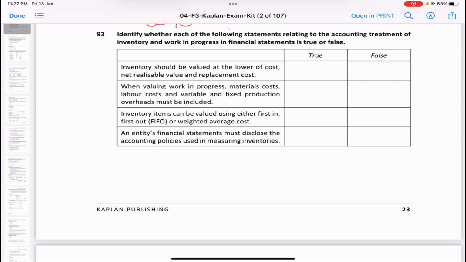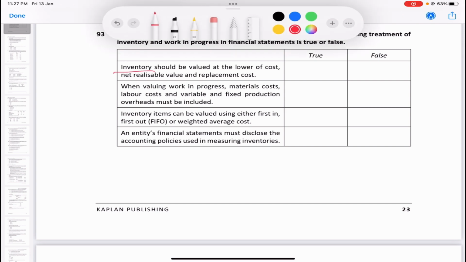Identify whether the following are true or false. Inventory should be valued at the lower of cost or net realizable value and replacement cost. This is false, because inventory should be valued at the lower of cost and net realizable value. We are never talking about replacement cost.